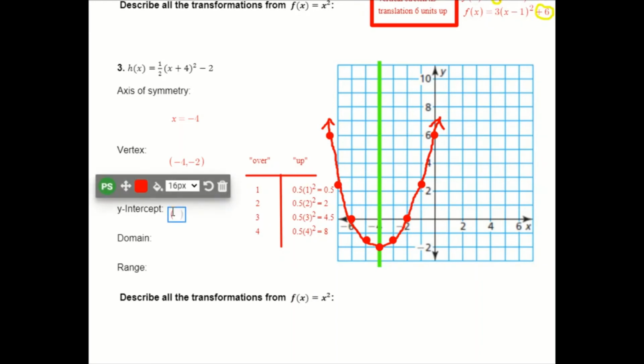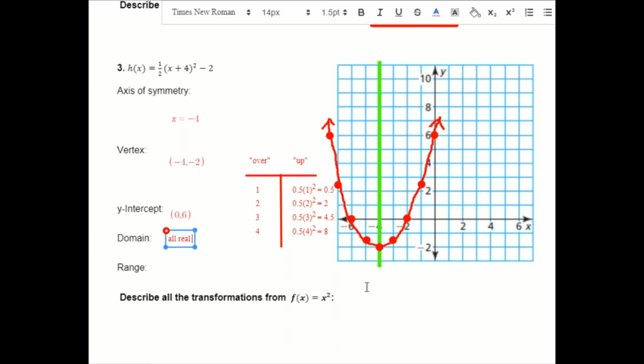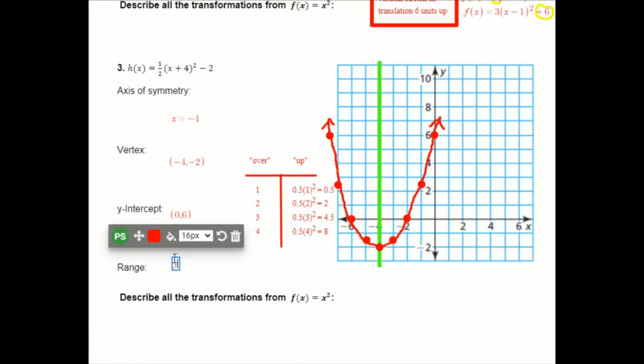So 0, 6. My domain, no surprise here, all real numbers. The range is going to be y greater than or equal to -2.